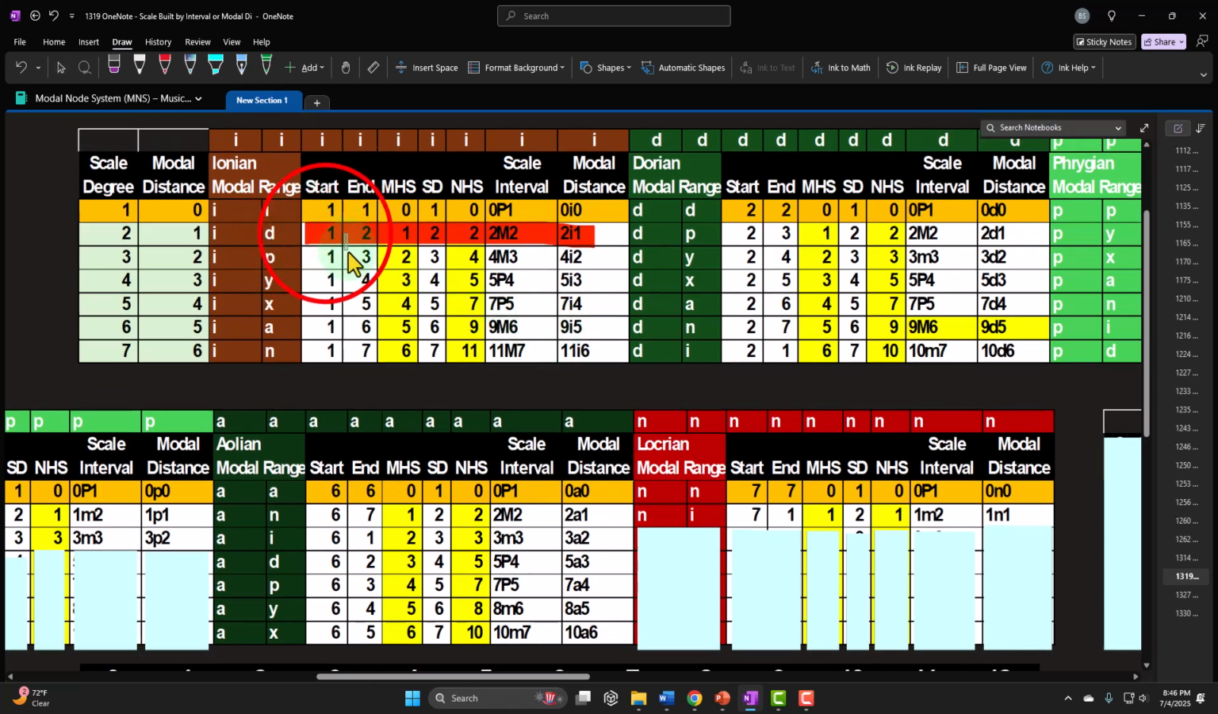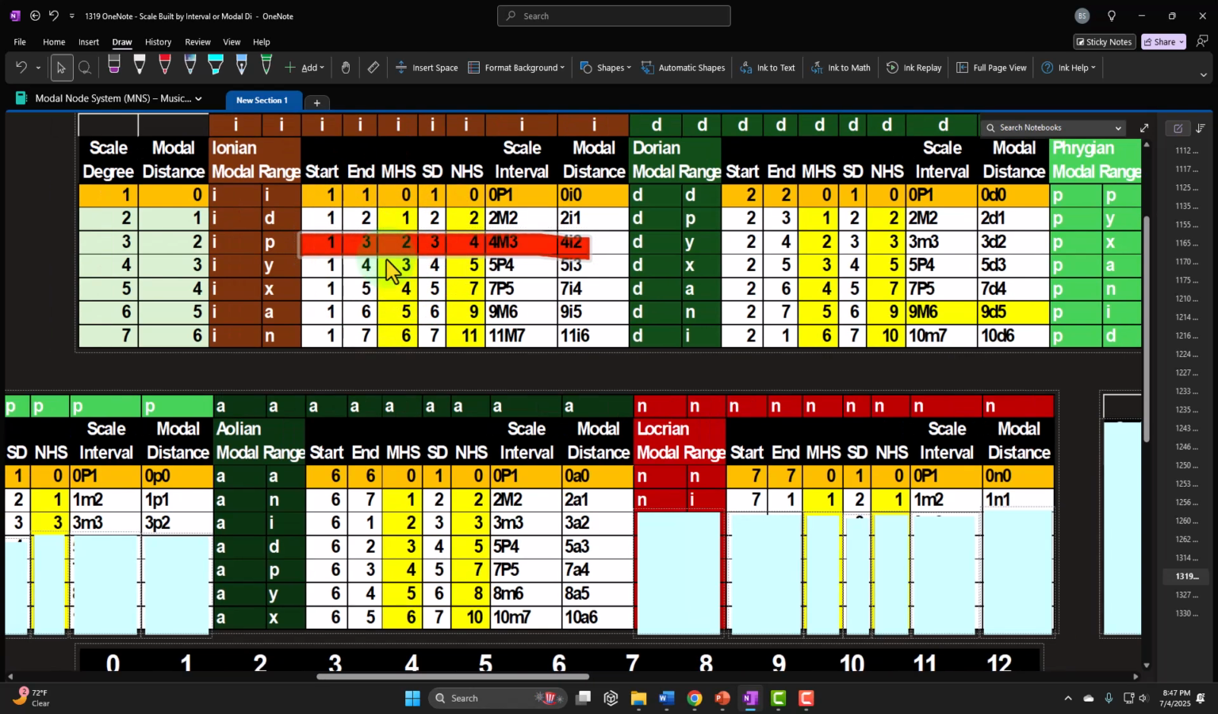What about the Ionian up here? The Ionian is the different one because it's a major mode. It would be an IP. So that would be a 1-3. Modal half steps are 2. It would be the 3rd scale degree. Notes are going to be 4 notes away. So that's the 4-note away major third.